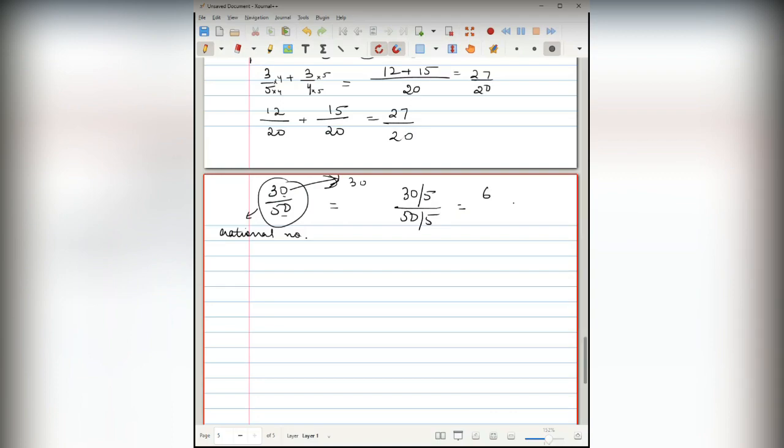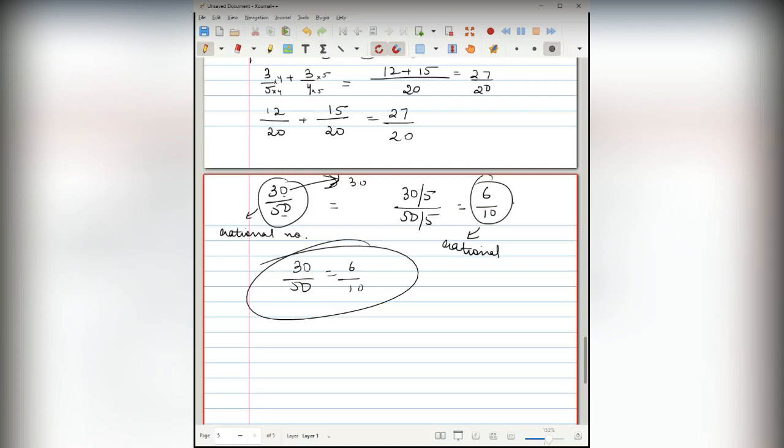30 by 5 is 6, 50 by 5 is 10. So this is also a rational number, no doubt. I know that 30 by 50 is equal to 6 by 10. There is no difference between these. Correct. Now, is this number 6 still a prime number? No, I can still reduce it. Correct. So let's reduce this. I just do 6 divided by 2 and 10 divided by 2.